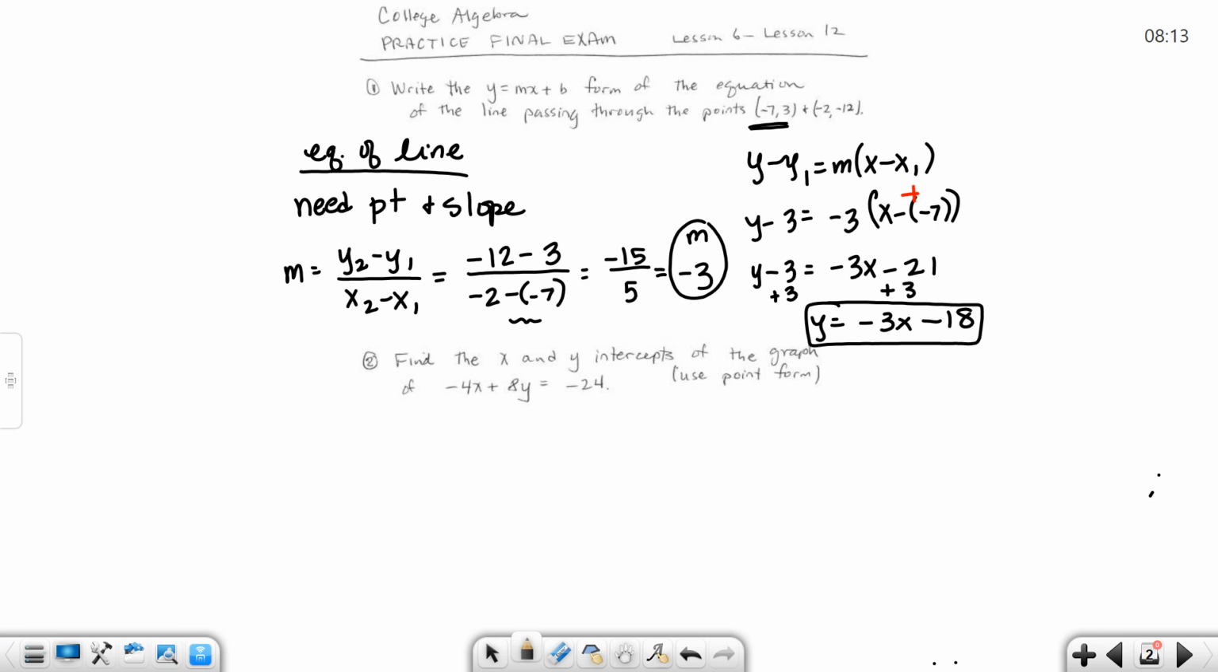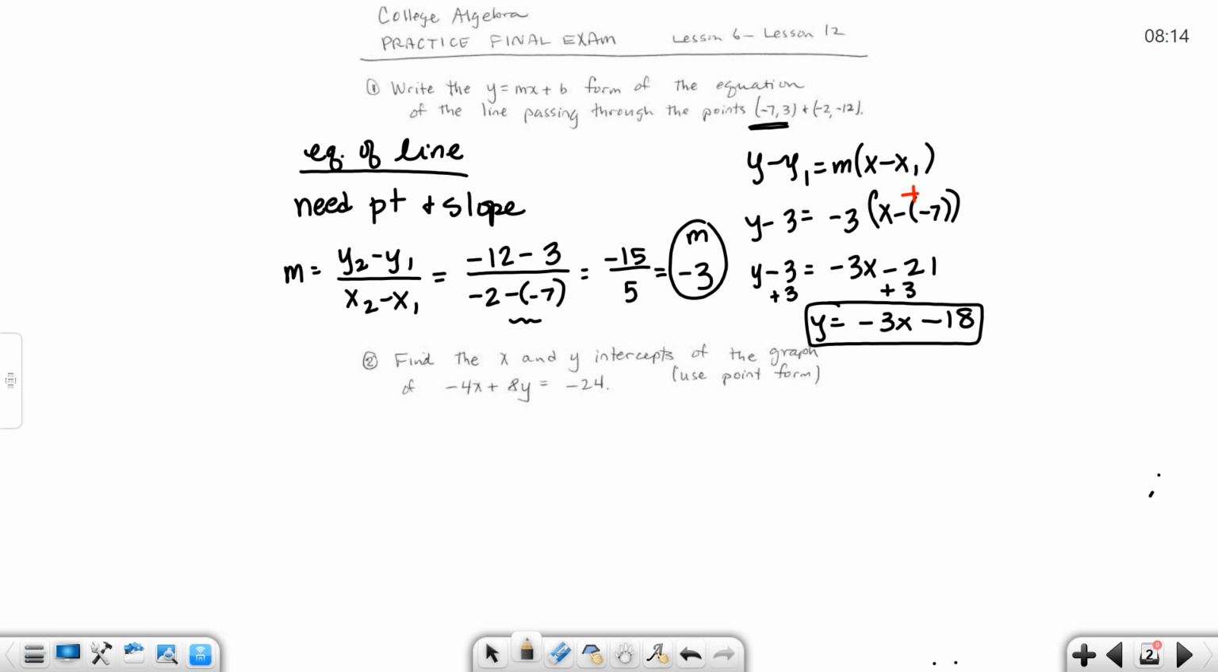Now, your exam is multiple choice. This practice exam is not. I just didn't have time to set it up that way. But when you're working your problems, just work and then choose your answer based on what you have found.